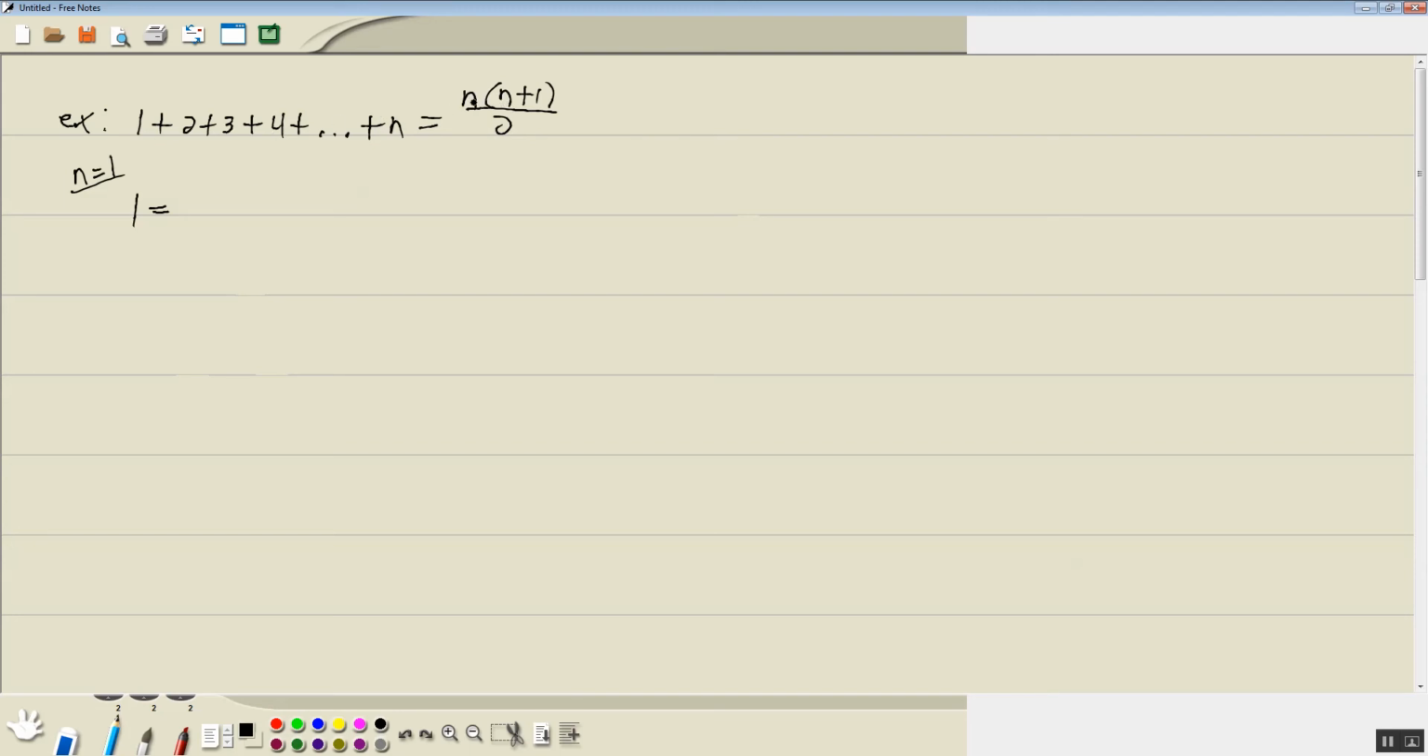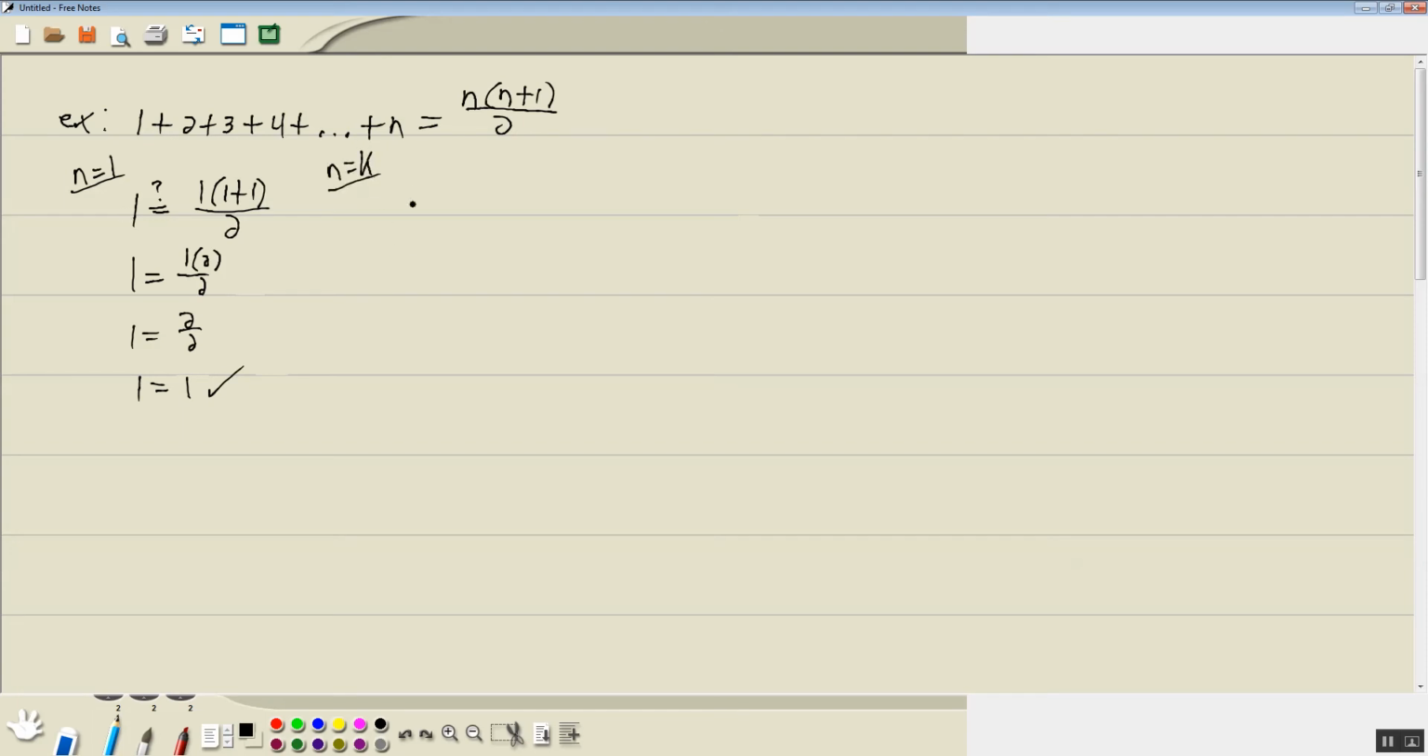Now on this side, if I plug in 1 here, I'm going to have 1 times 1 plus 1 over 2. And this is a question mark at this point. We're wondering if that's true. Well, 1 plus 1 is 2. 1 times 2 is 2. And then 2 divided by 2 is 1. So we verified that. It's true for n is equal to 1.